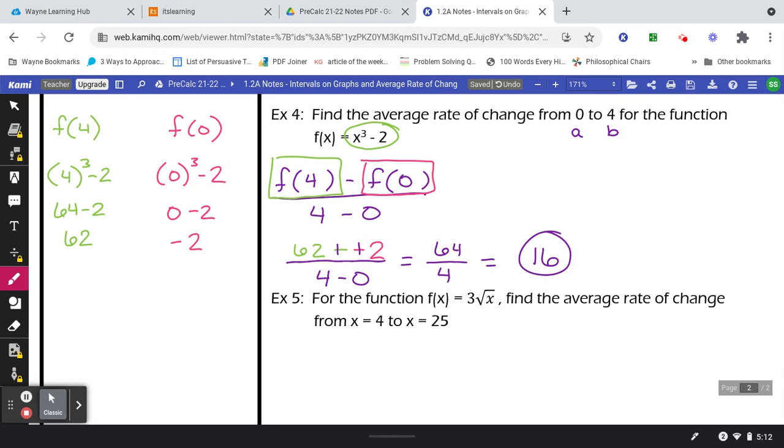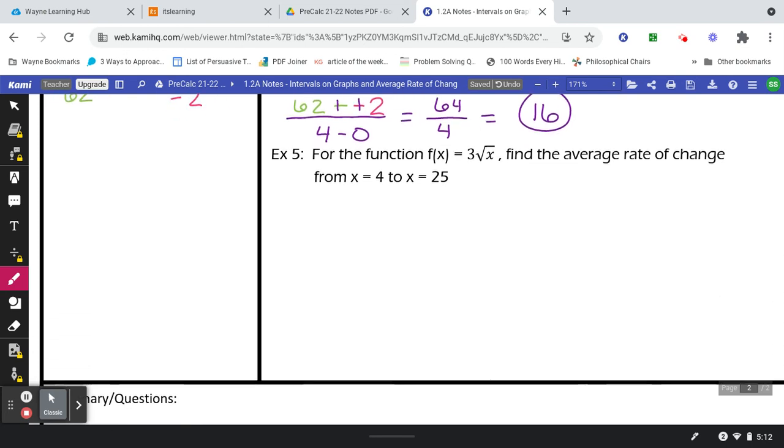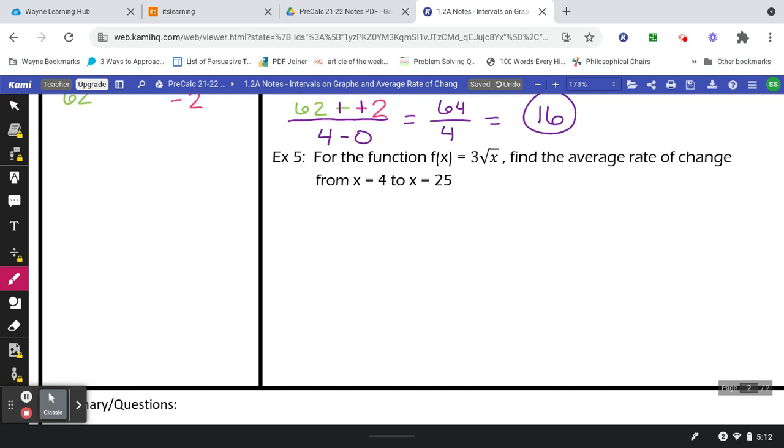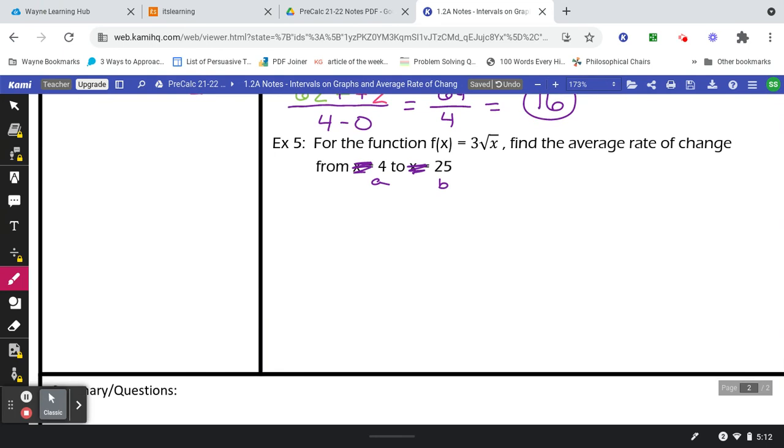So far, the two problems we've done have come out to be whole numbers, but that doesn't always happen. So for example, number 5, notice they throw in this x equals 4 and x equals 25. That doesn't mean anything. That's still A, that's still B. Just different textbooks, different tests, all show things a little bit different. So we like to give you all a variety of the same question asked in just slightly different ways.